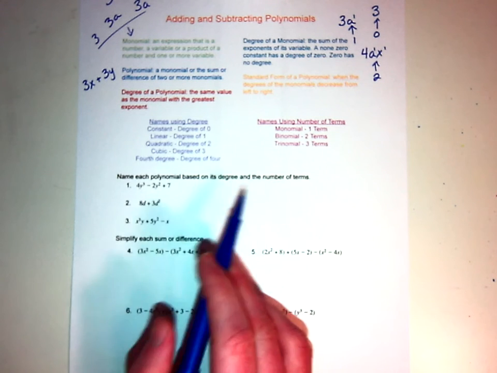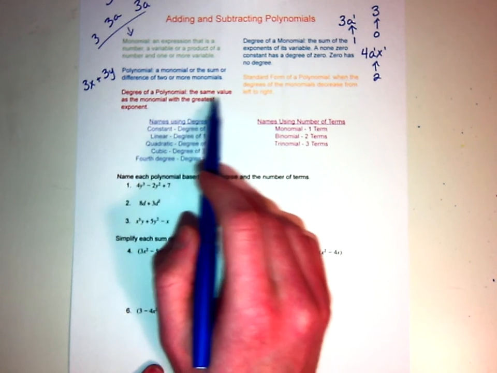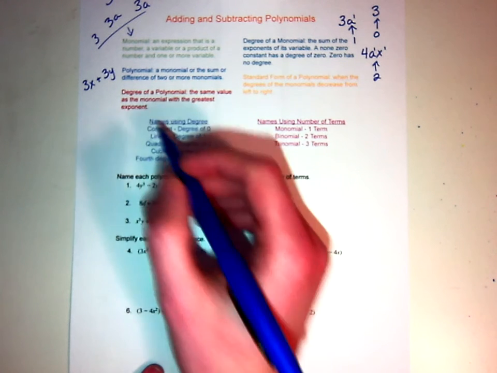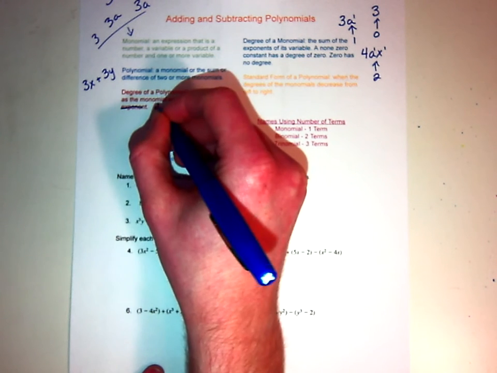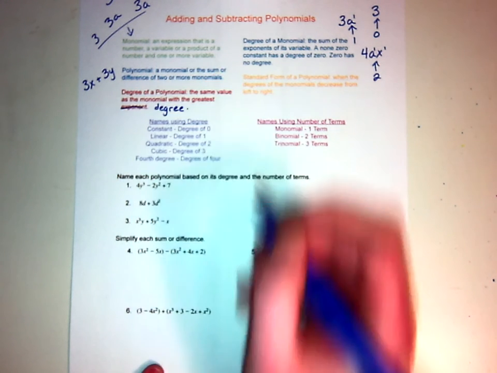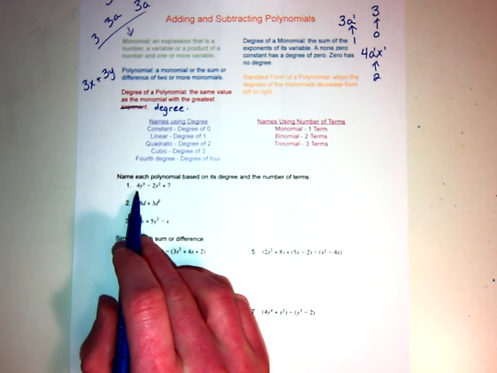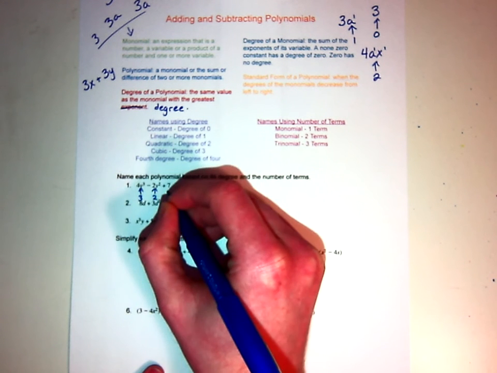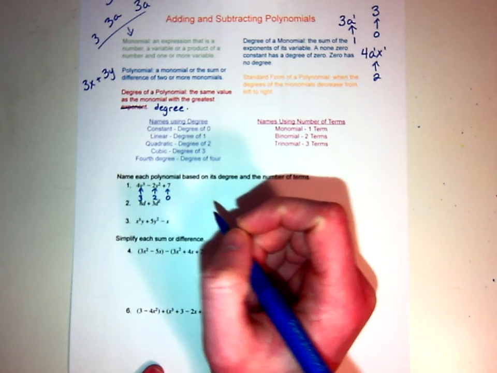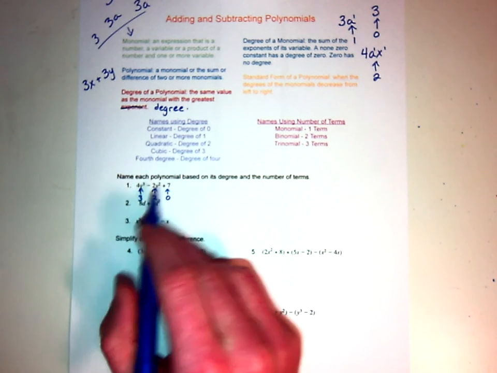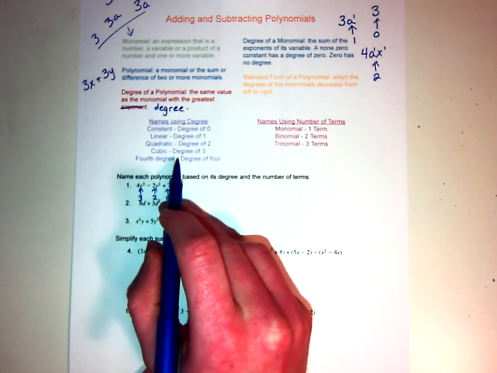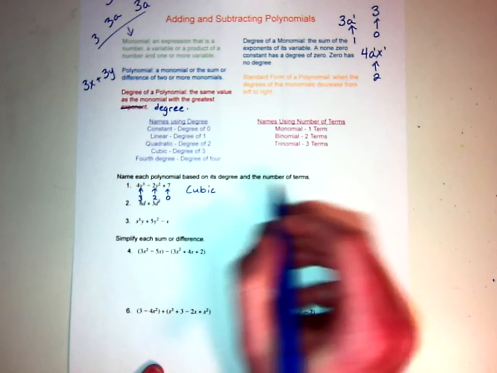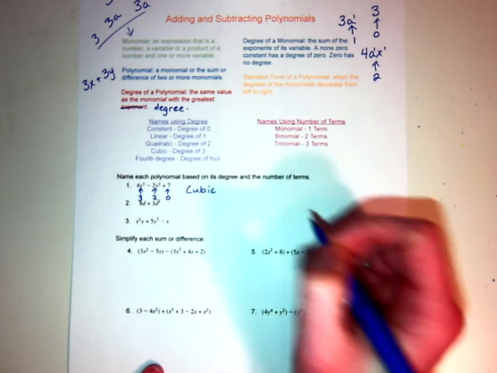All right, so degrees, we know that it said degree of a polynomial is the same value as the monomial with the greatest exponent. In this problem here, this one has a degree of 3, a degree of 2, and 7 would have a degree of 0, right? So based on degrees, it's going to be cubic. And then we need to name it based on terms. Well, there are 1, 2, 3 terms, so it would be a trinomial.